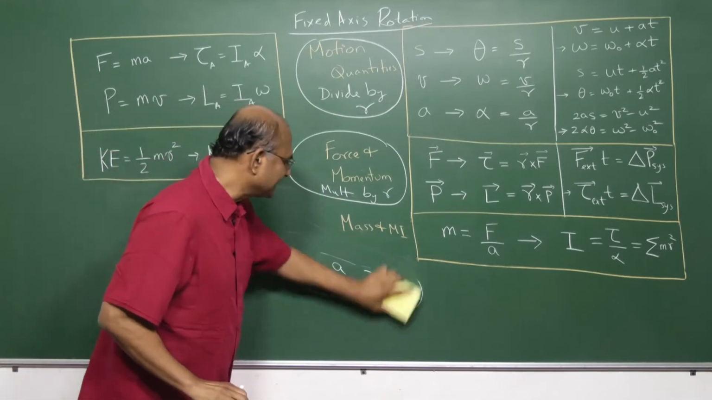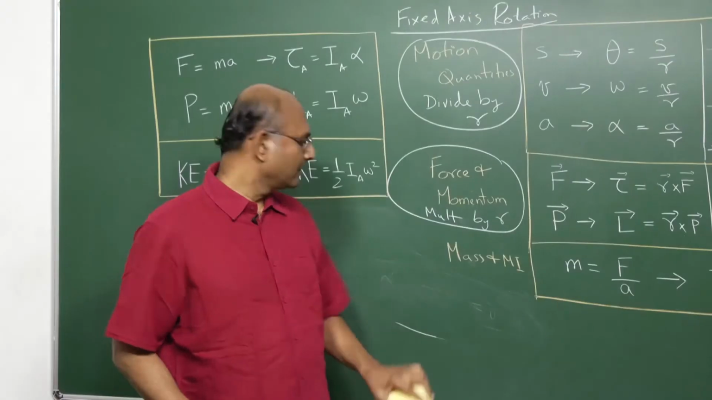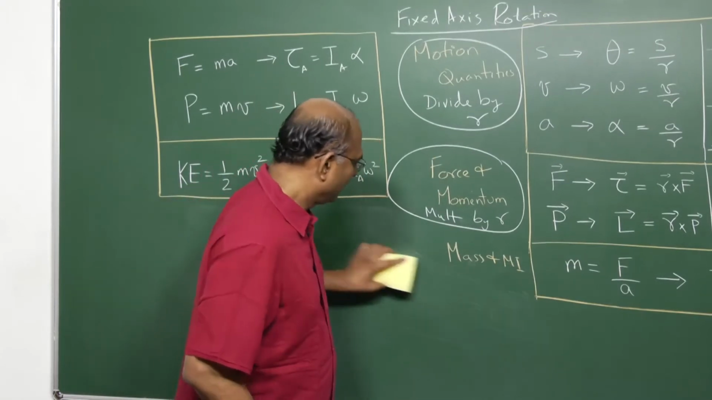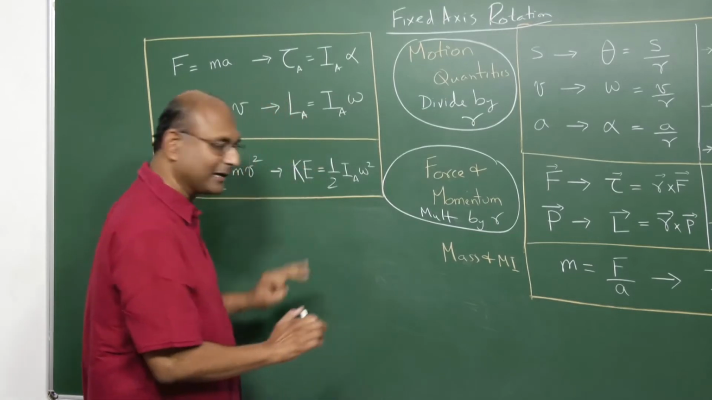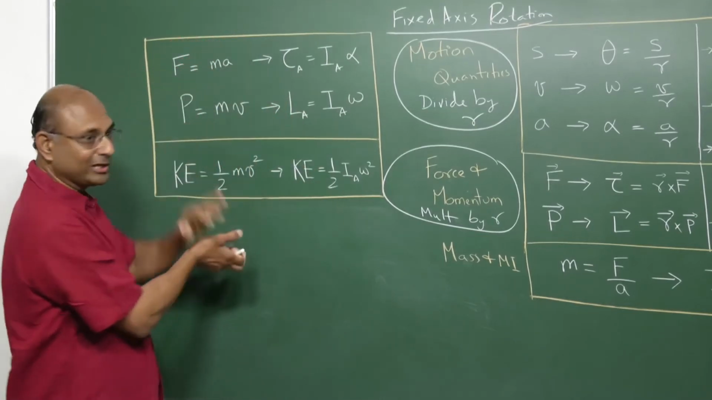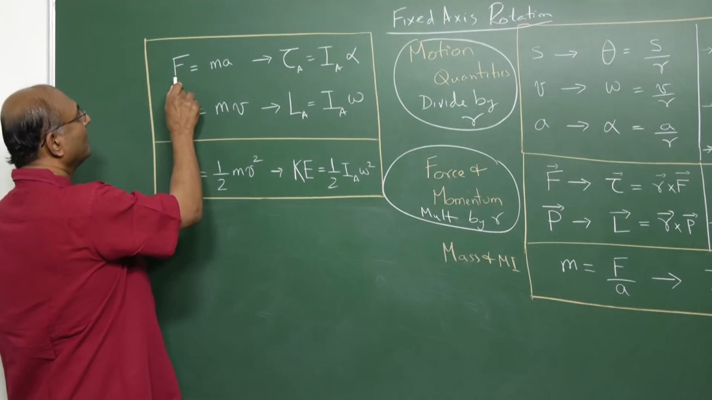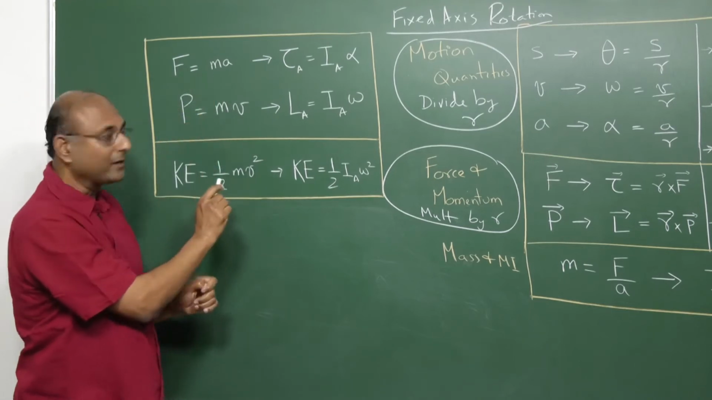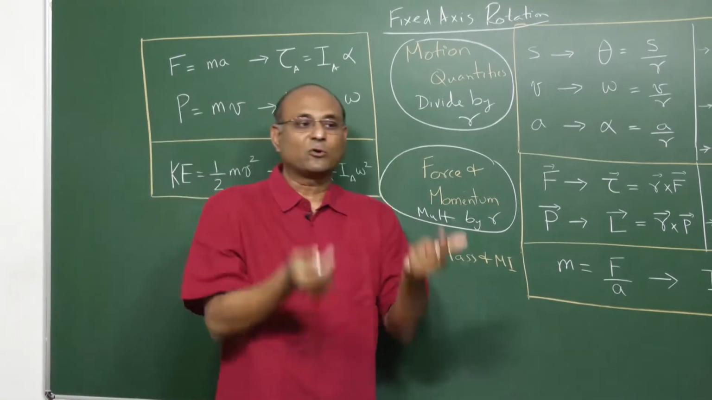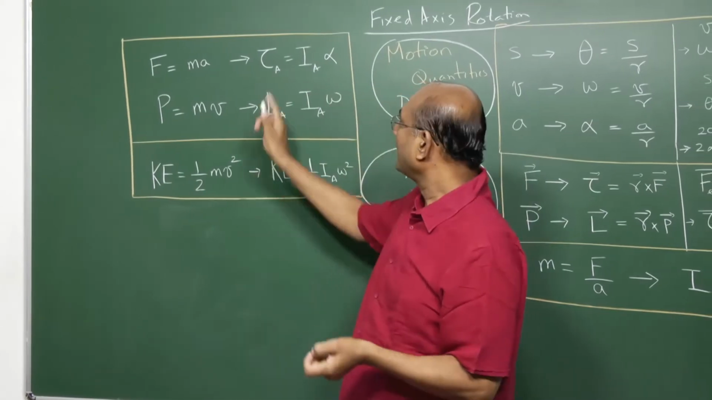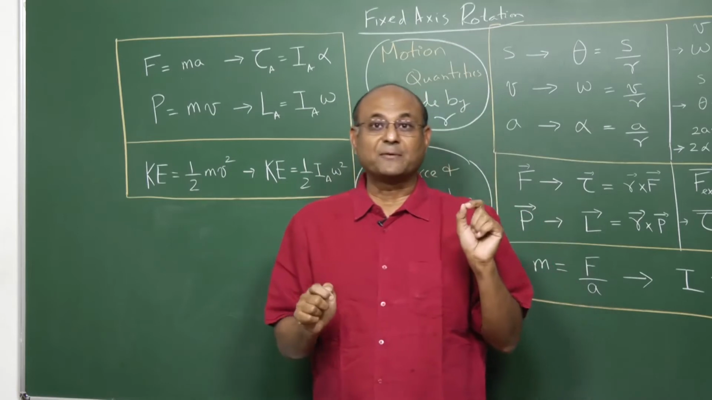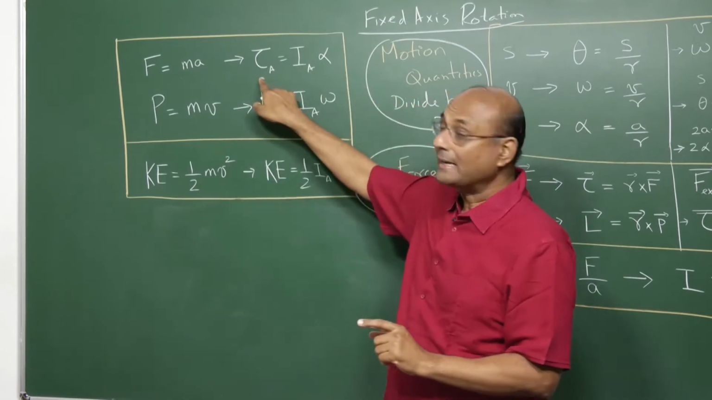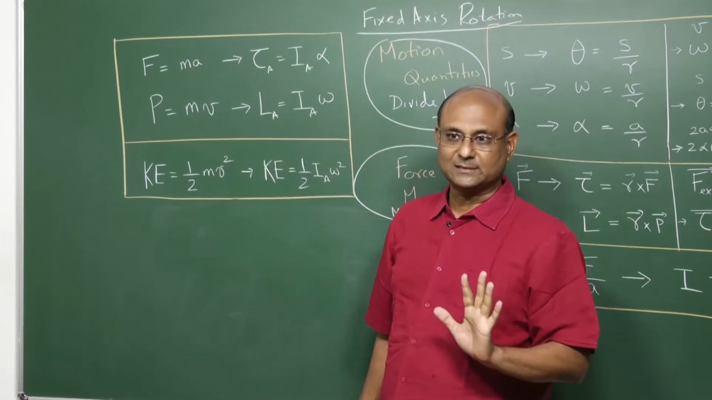There may be small changes that we need to do when we get to the case of non-fixed axis, moving axis rotation, which we won't look at right now. But I'm going to give you the basic laws for fixed axis. F equals ma, Newton's second law, becomes Newton's second law of rotation, which is torque about an axis of rotation. Since we are talking about fixed axis, we are only talking about that particular axis. I'm not using any other axis.